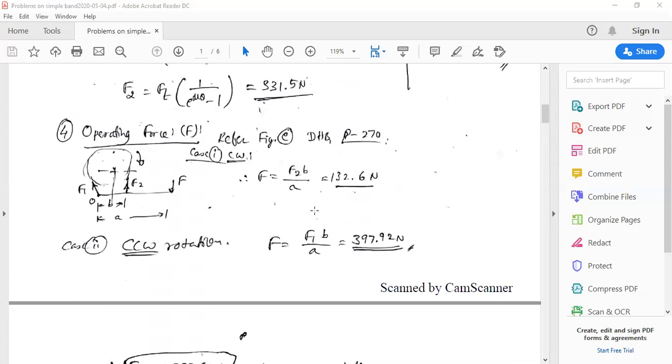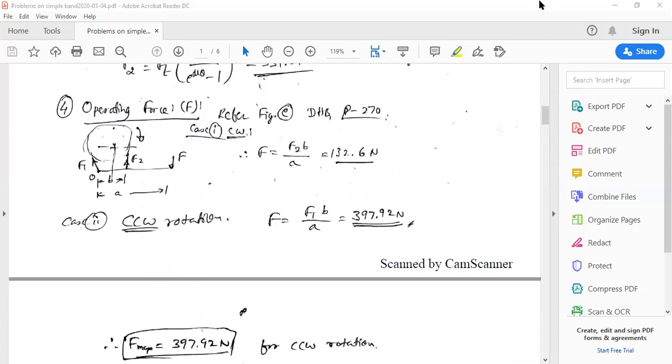Once you get F1 and F2, the next step is to get the value of the operating force or the braking torque or braking force. The same sketch we have to redraw again. This is the sketch having the band connected, one end of the band is connected to the fulcrum, and the other is at a distance of b from the fulcrum point, and it is rotating in clockwise direction. With respect to this clockwise rotation, the pulling side is to be regarded as the tight side, and the tension induced here is F1, and F2 is the slack side tension.